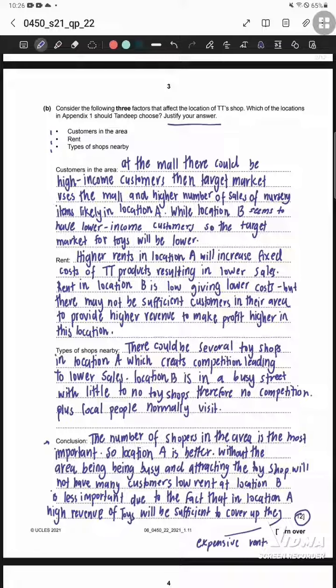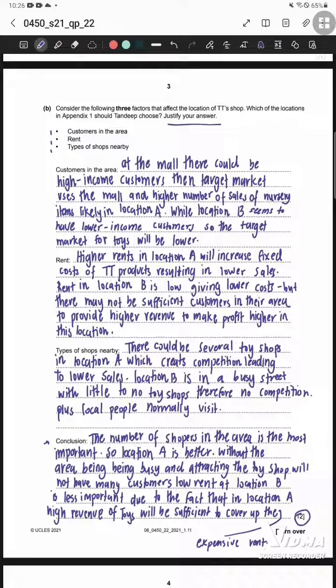Location B is a shop located on a busy street in a local town. There are many other shops on the street and the market area. Local people frequently visit the shopping area to buy food. Parking is always available and it's free. The rent is low. There are no other toy shops in the town.